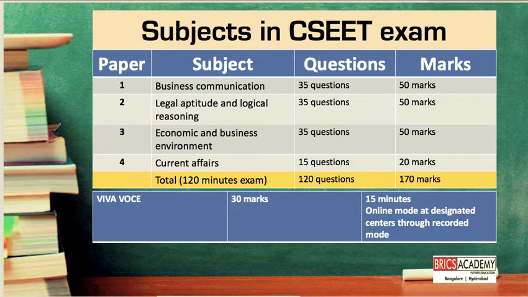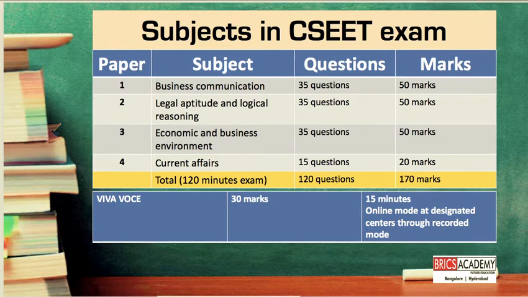And the third paper is economics and business environment. It was there, in fact, in the earlier CS foundation syllabus itself. The same paper is kept intact, 35 questions and 50 marks. And the new one is current affairs. It was not at all there in any of the entrance examinations which were conducted before, especially when it comes to ICSI. For the first time, ICSI is trying to focus on the students having some general knowledge.